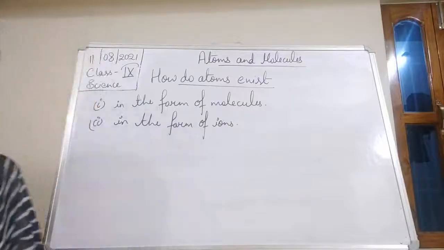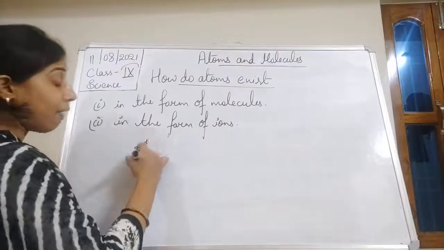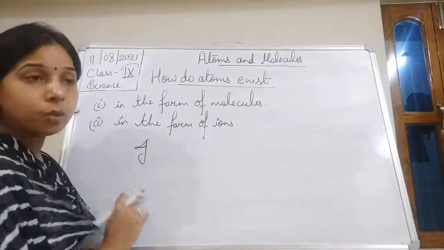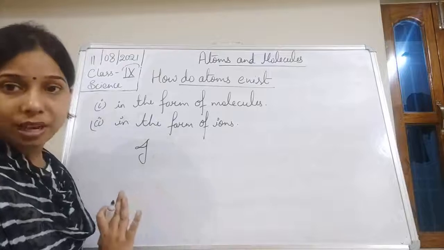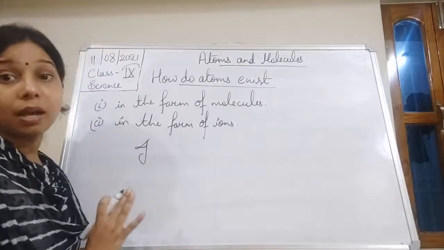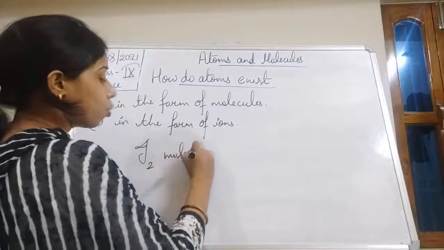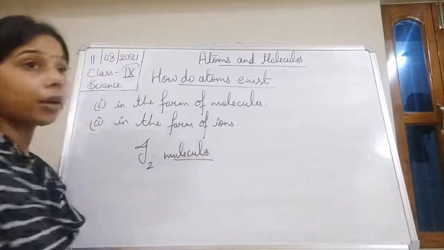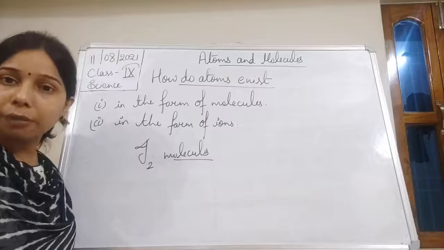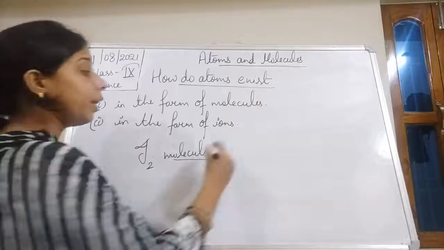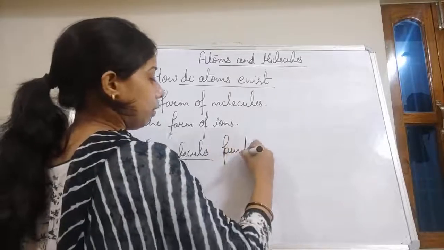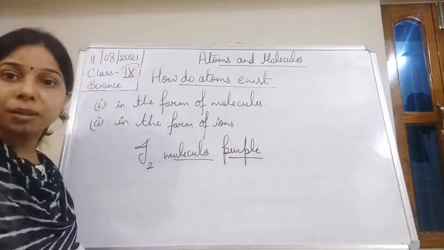Suppose iodine is there. If we are talking about an iodine atom, we cannot see it because atoms are very, very small. But if we talk about the I2 molecule, a large amount of iodine molecules combine together and can be seen in a purple color, right? That's the color of the iodine.